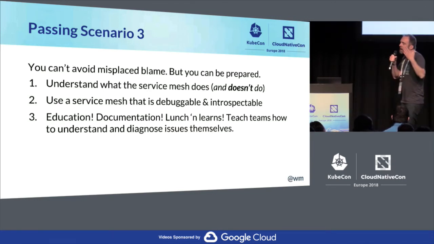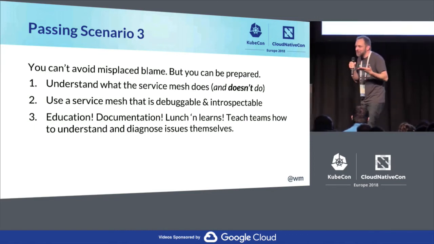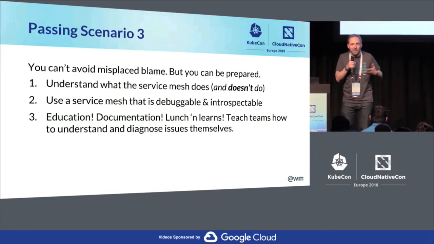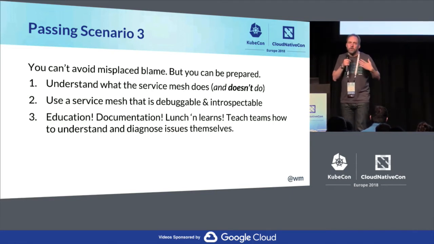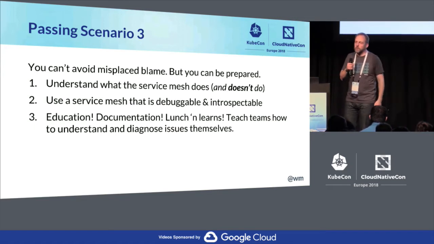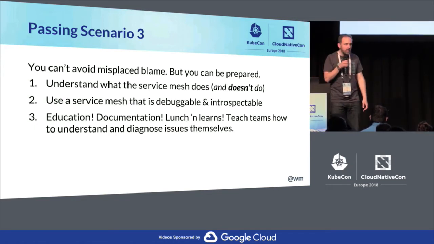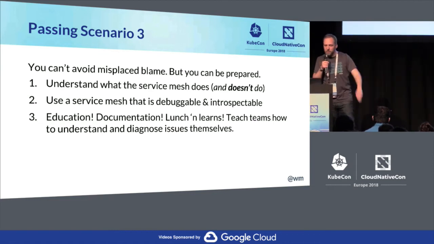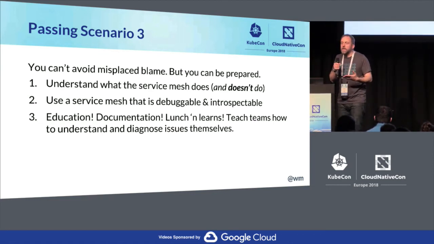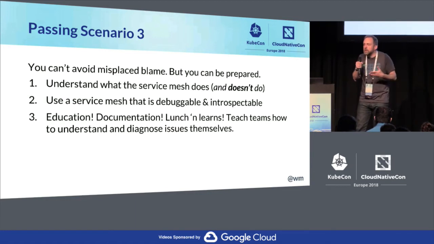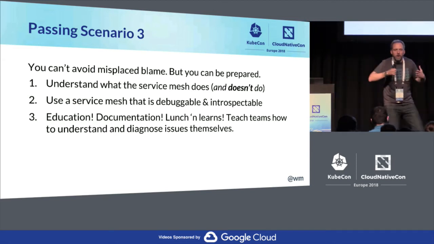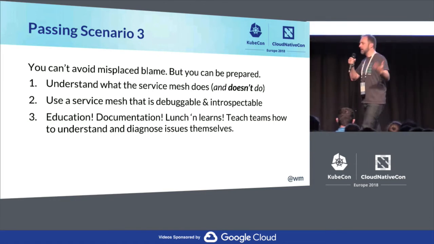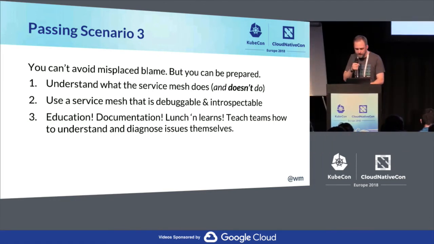And the way to address this is understand what the service mesh does and what it doesn't do. Use a service mesh that has lots of diagnostics in it that you can introspect and debug. And then most importantly, you have to do some kind of outbound education, right? Everyone who is affected by the service mesh, all the stakeholders from the first part of this talk, they need to be educated. You need documentation. You should be doing lunch and learns. You should be teaching teams not only what the service mesh is doing, but how they can diagnose issues themselves. And if you can accomplish that, then organizationally you'll all move past this period and everyone will become happy service mesh enthusiasts like me.